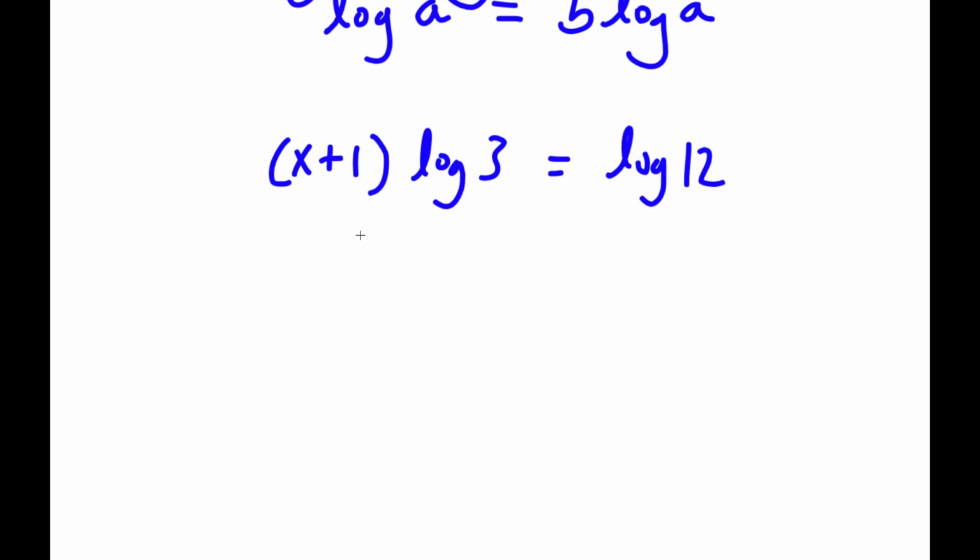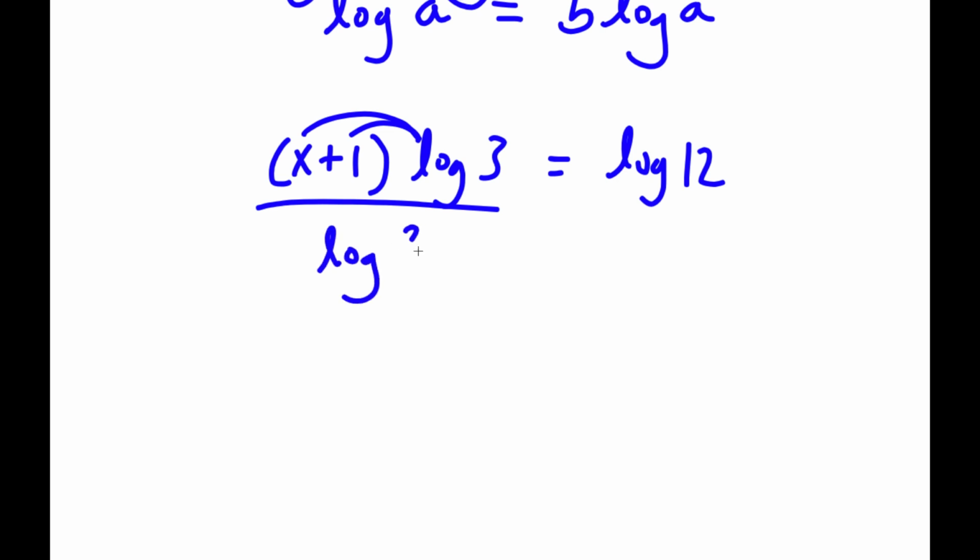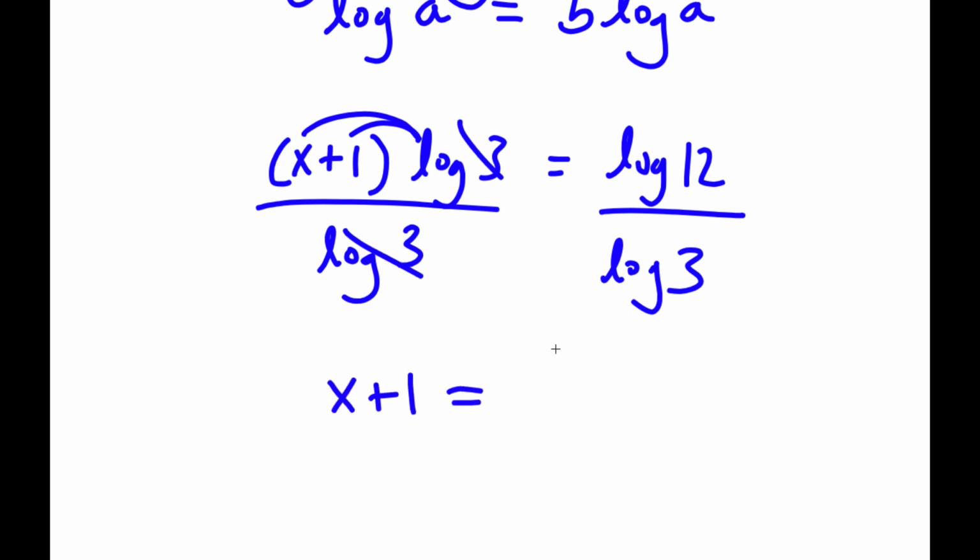Now, what I'm going to do is I'm actually going to go ahead and distribute the log 3. So now I have x times log 3 plus log 3 is equal to, sorry, I'm actually going to divide by log 3 on both sides. So then these two cancel out, and I'll be left with x plus 1 is equal to log 12 over log 3.